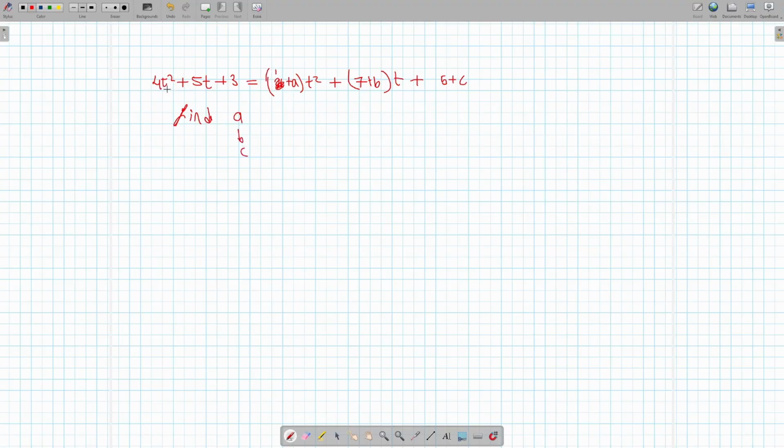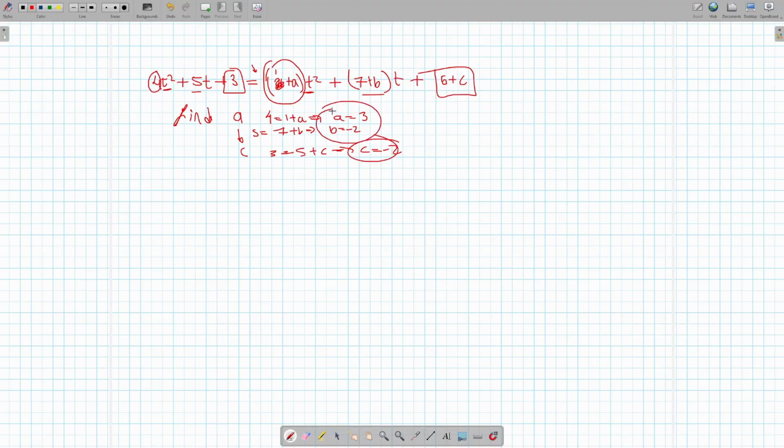As you can see here, we have square terms, t squared, t squared. Since they have the same term and we know that they're equal to each other, we can just compare their coefficients. So 4 should be equal to 1 plus a, and therefore a is equal to 3. Now over here, we have coefficients of t, 5 and 7 plus b. So 5 is equal to 7 plus b, therefore b is negative 2. And this constant term here should be equal to this here. So 3 is equal to 5 plus c. So again, c should be negative 2.